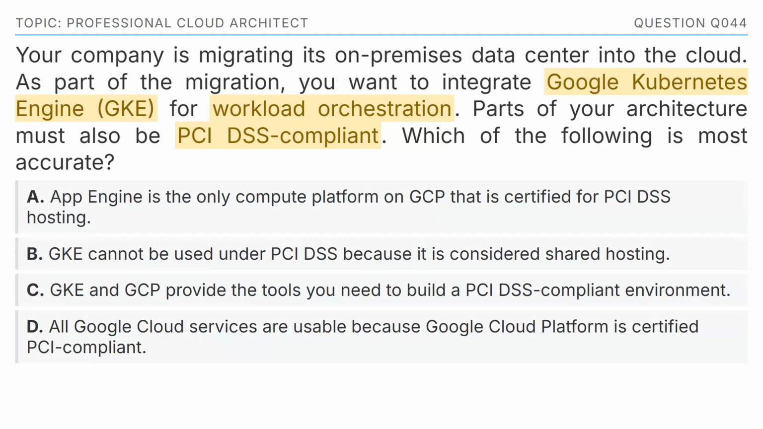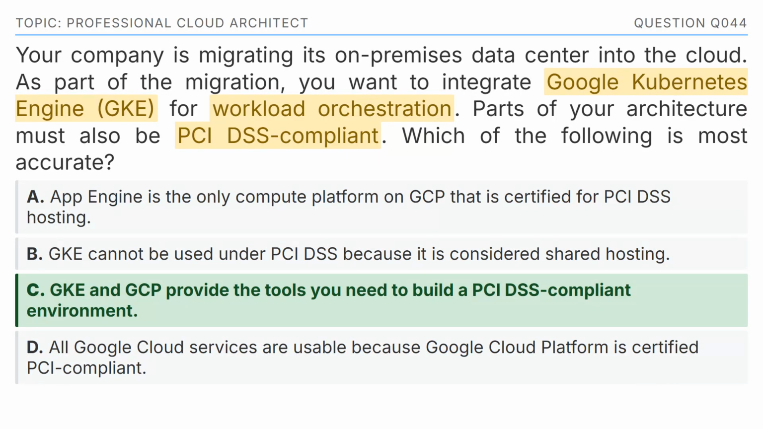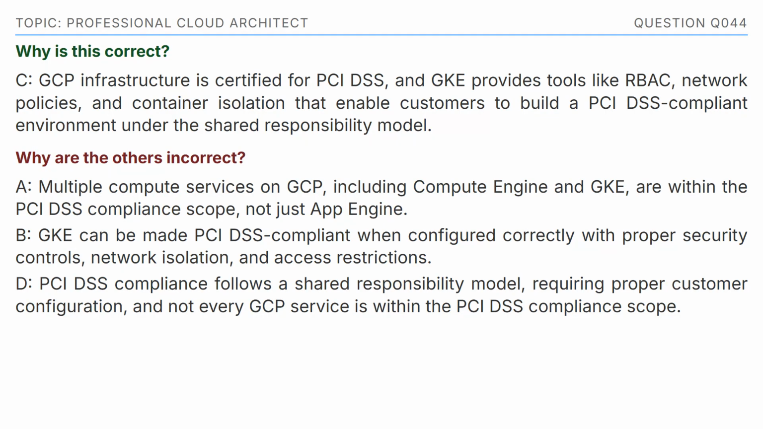To arrive at the correct answer, we focus on the keywords: Google Kubernetes Engine, GKE, workload orchestration, PCI DSS compliant. The correct answer is option C, GKE and GCP provide the tools you need to build a PCI DSS compliant environment. Why is this correct? C. GCP infrastructure is certified for PCI DSS, and GKE provides tools like RBAC, network policies, and container isolation that enable customers to build a PCI DSS compliant environment under the shared responsibility model.